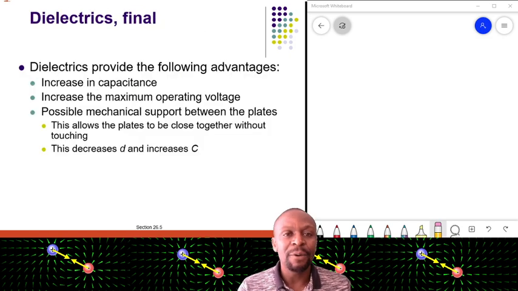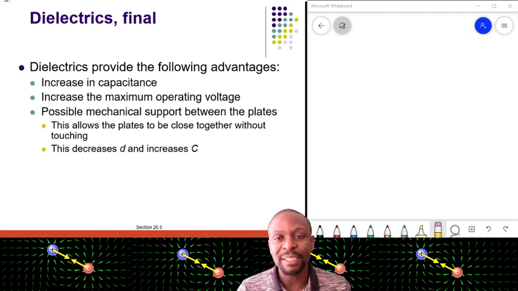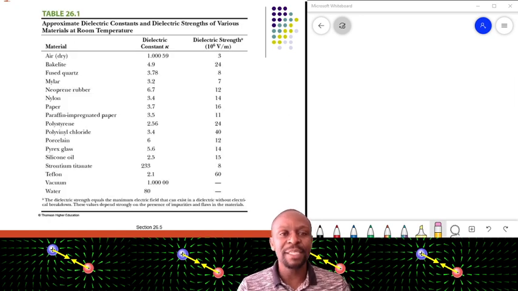Now, dielectrics provide the following advantages: they increase the capacitance, increase the maximum operating voltage, and give possible mechanical support. It also gives support between the plates. This allows the plates to be close together without touching. This decreases D and increases the capacitance C. Now, this is a table for different types of material with different dielectric constants as well as dielectric strength.